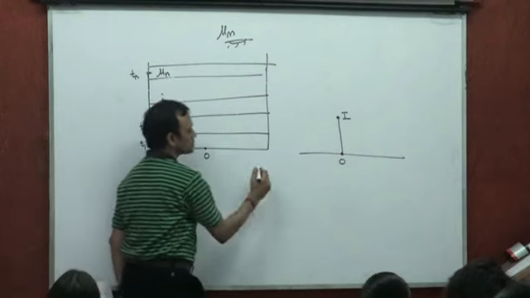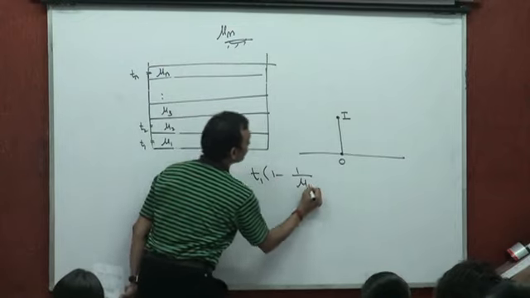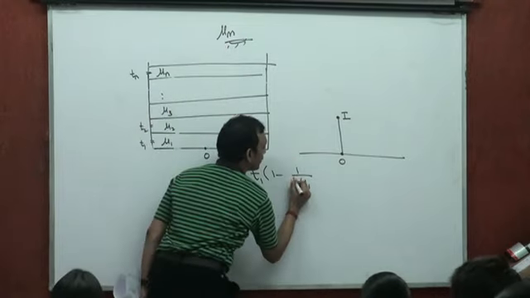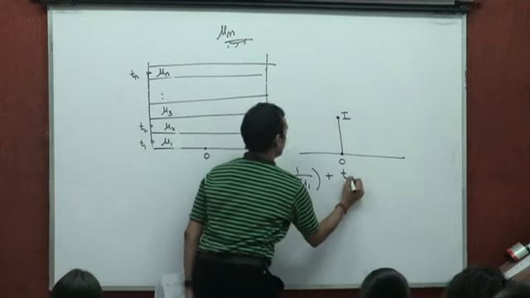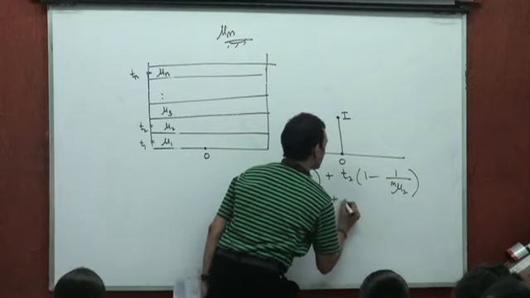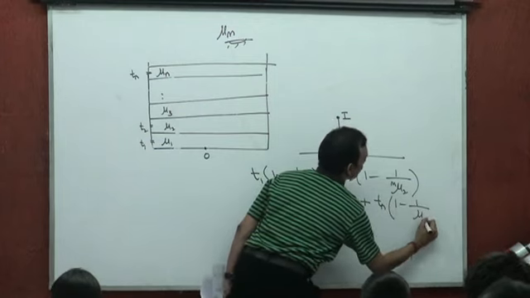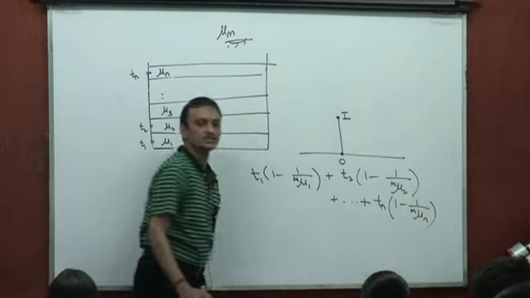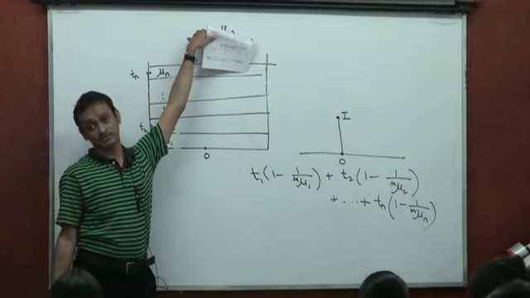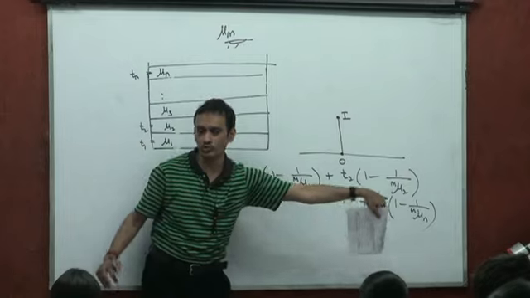The vertical shift produced by this would be T1 into 1 minus 1 by mu of 1 with respect to m. That means mu1 by mu m, plus T2 into 1 minus 1 by mu of 2 with respect to m, plus Tn into 1 minus 1 by mu of n with respect to m, right? This is what we learned, where the refractive indices should be with respect to the emerging medium. If the emerging medium is 1, then these would be mu1, mu2, mu n, etc.